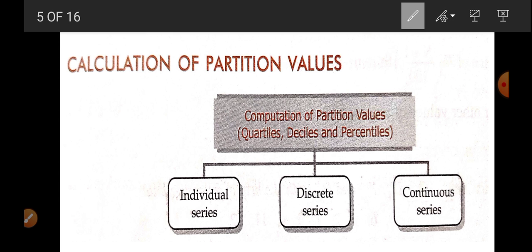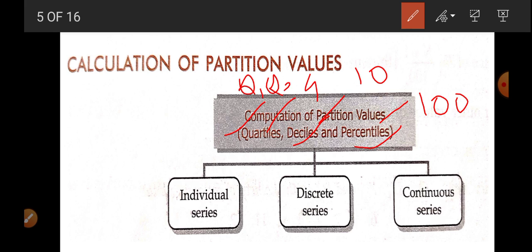Okay, so in this way, in partition values we are going to learn three things: quartile, decile and percentile. Quartile divides into four parts, decile divides into 10 parts and percentile divides into 100 parts. In quartile we calculate Q1 and Q3. In decile we calculate from D1 to D9, and in percentile we calculate from P1 to P99.